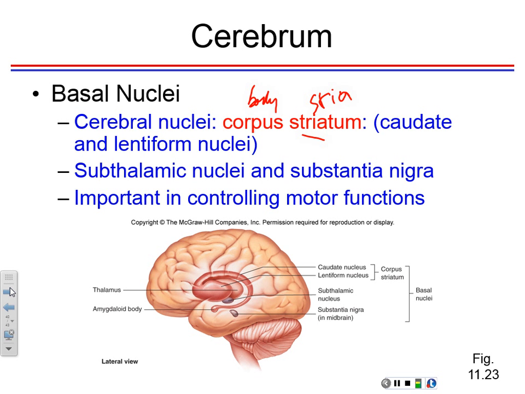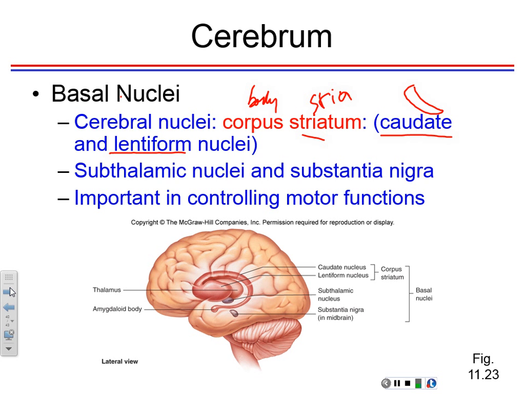Okay, so one of them is called caudate. Caudate means tail end, so it looks kind of longish, like a tail. That's one of those striated ones, collectively known as the corpus striatum. And that's in the cerebrum.